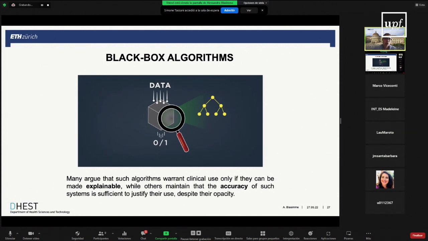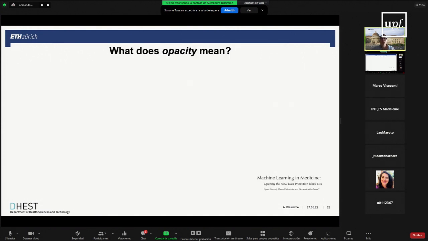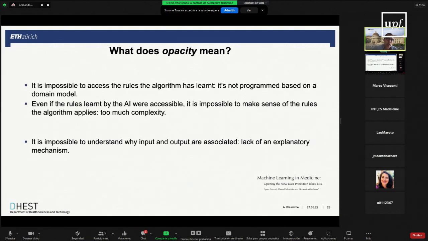So these algorithms, we know, are black boxes, so we don't know what the algorithm has learned to be able to perform its predictions, and to do its clusterings, and to basically model the most salient, statistically salient features of the phenomenon that we ask the algorithm to apply to. But what do we mean by opacity? What do we mean by lack of explainability? Well, different people mean different things. This is an overview of the most common understandings of opacity, that is, impossibility to access the rules that an algorithm has learned, or impossibility to make sense of them due to excessive complexity. Or the last option is that an algorithm is said to be opaque when it is impossible to understand what associates input and output from a mechanistic point of view.